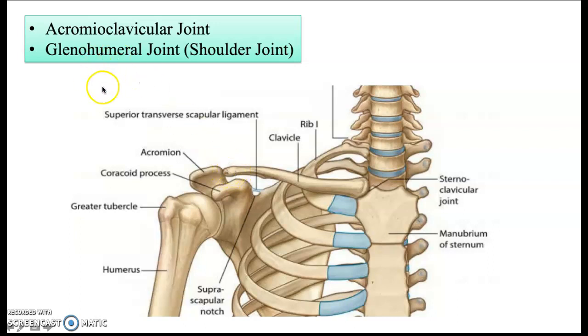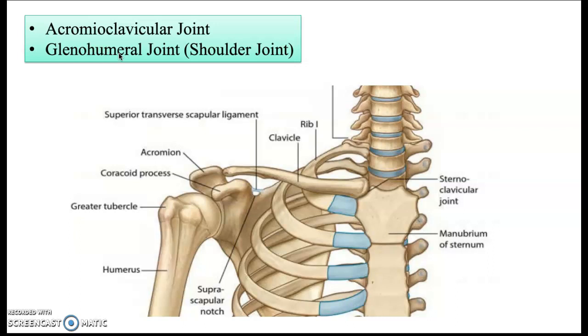And then another joint in this area is the glenohumeral joint. In layman's terms, we call it the shoulder joint. And the shoulder joint is another articulation between the head of the humerus and the glenoid cavity of the scapula. Okay. Now, one thing is common between both of these joints, the acromioclavicular joint and the glenohumeral joint: both of them are synovial joints. You see, the joints in our body are classified into three main groups, depending on how they are.